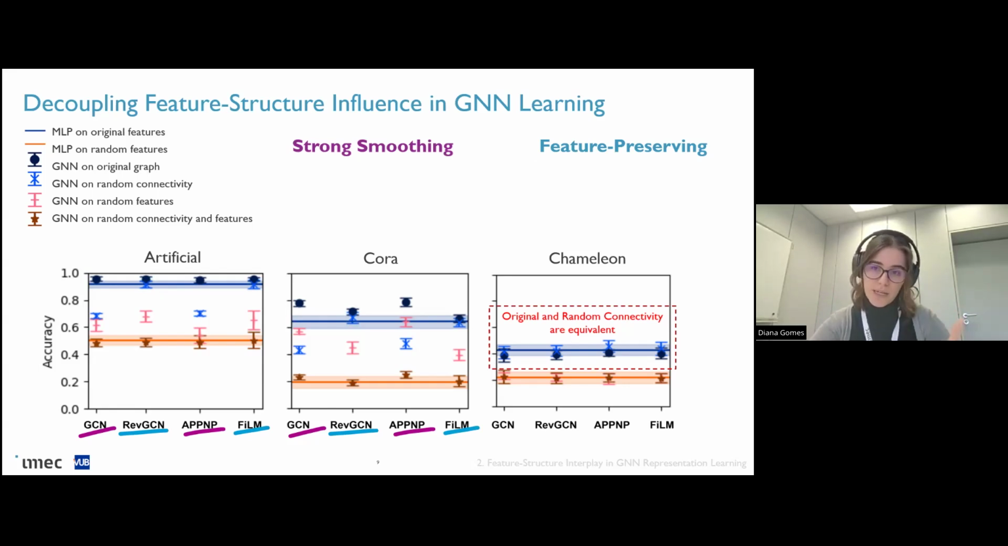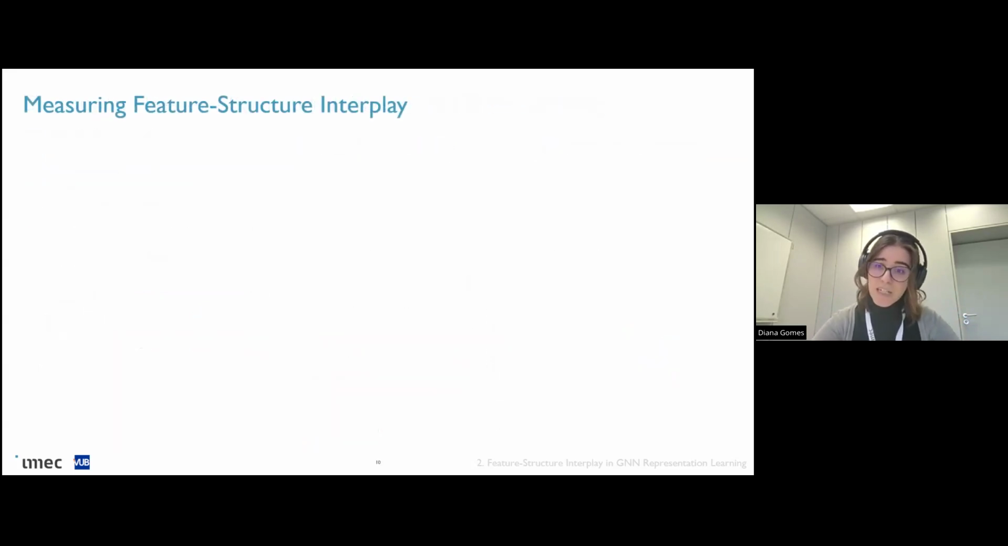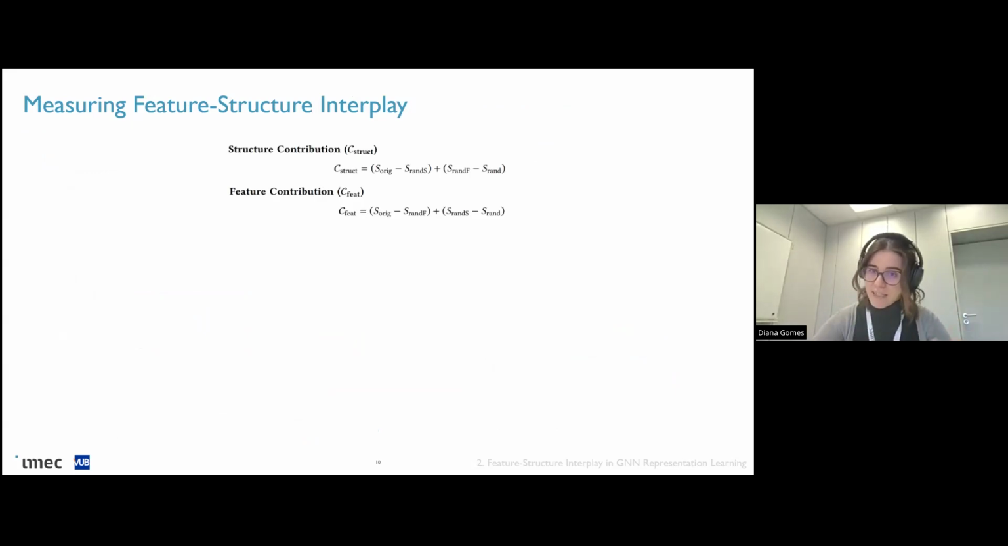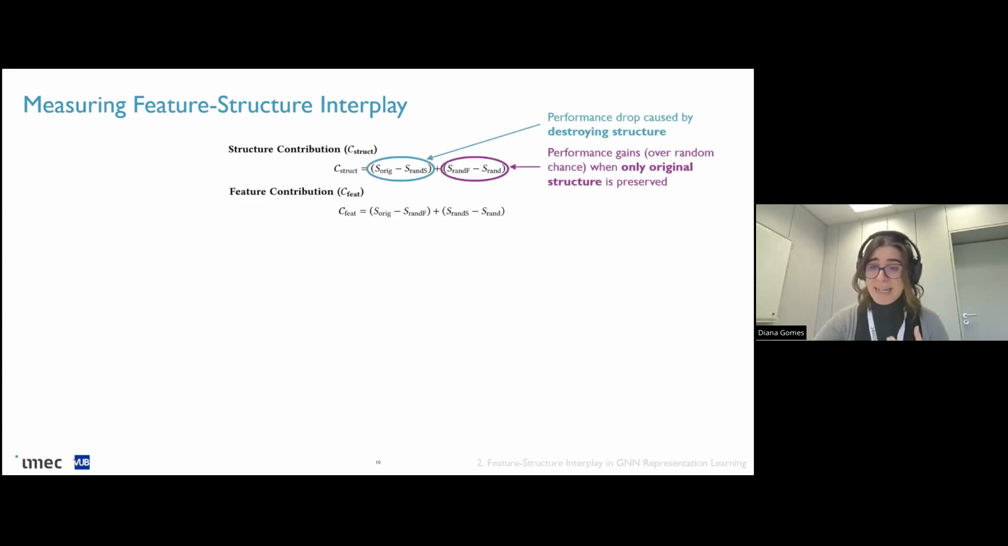Now, this is a very visual way of seeing this, but we actually wanted to condense this a little bit further and try to extrapolate if we could actually see this from a different point of view. And we tried to condense this into two different metrics. So we tried to create a metric for assessing the structure contribution and another one for assessing the feature contribution. These metrics are meant to be quite straightforward, and the idea goes a little bit like this.